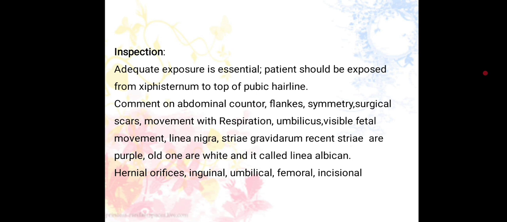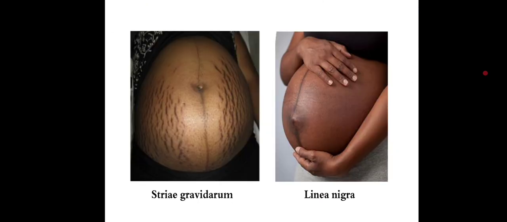Umbilicus: is it inverted or flat? Linea nigra and striae gravidarum, which are signs of pregnancy. Striae gravidarum are mainly in the lower abdomen and towards the flanks. The recent ones will be purple in a fair-colored patient, and the old ones will be white and are called linea albicans. Comment on hernial orifices, which are inguinal, umbilical, femoral, and incisional hernias. This is striae gravidarum and linea nigra.